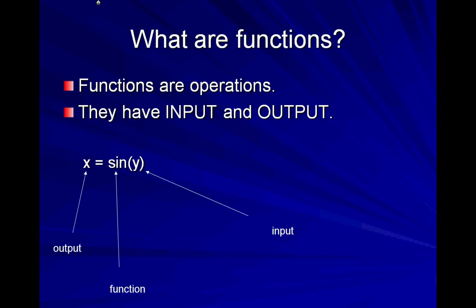The input to the function, these PowerPoint arrows aren't drawn very well, would be like the y in this case. In the world of computers, we don't usually call that the input to the function. We usually call that the argument to the function. So this is a single argument. It's a number. Y is a variable. It's got a number in it.